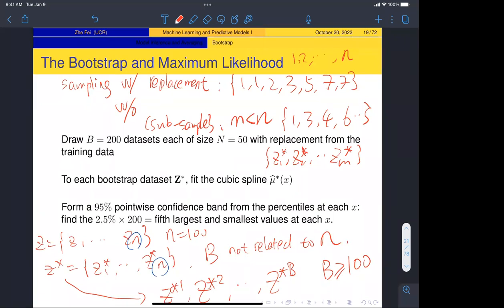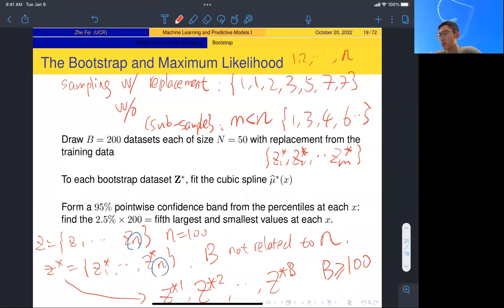Yes. Right. Thanks a lot. Yeah, hope that answers the question. It is a distinction we want to make, with replacement or without replacement. And typically, when we talk about bootstrap, it is with replacement.